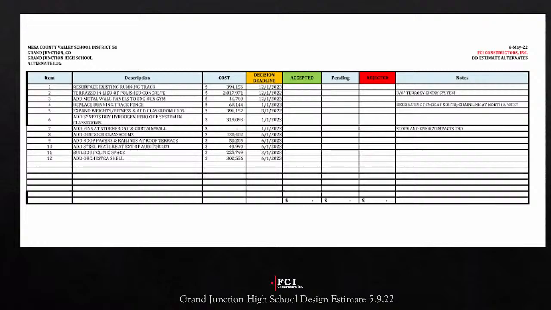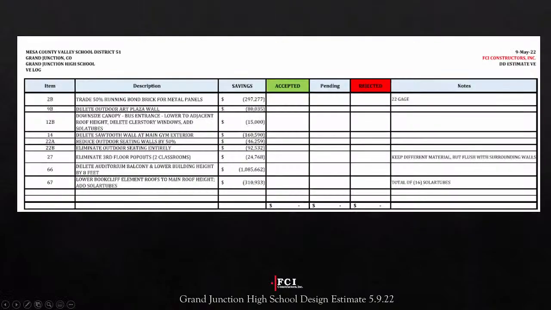Okay. Do we want to look at some of the bigger VE? Yep. Next slide, Riley. So, yeah, normally when you see a VE list, it's a lot longer than this. We always have a lot of good ideas. But that's what we've been doing the last 6 weeks, so you'll see 67 is actually the last of all the item numbers.